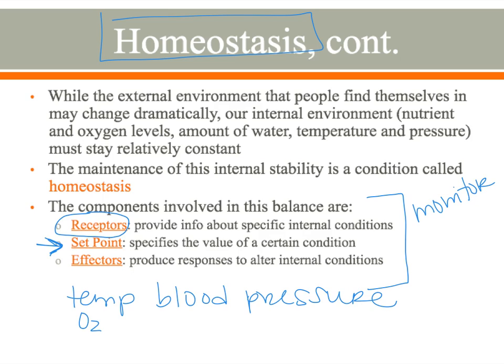And so the receptors compare. Here's the measurement of, let's say, temperature. It compares to the set point, which should be about 37 degrees Celsius. And if that measurement is not near 37 degrees Celsius, then effectors, specialized reactions in the body, happen to adjust and get you back to that set point.